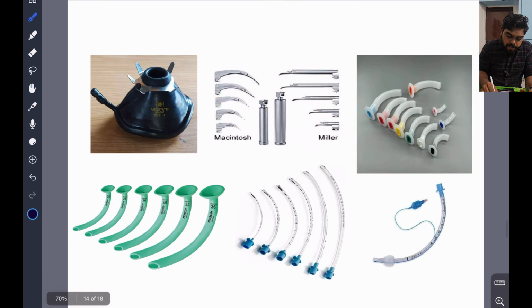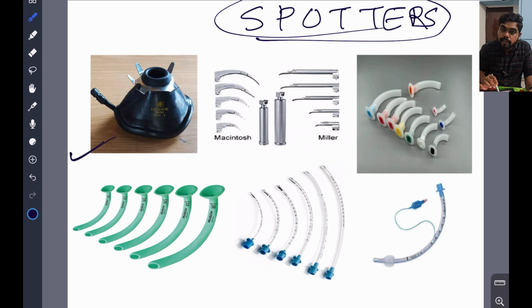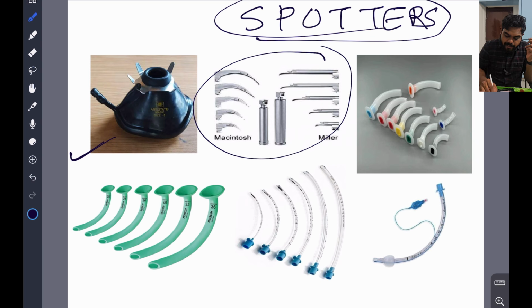Now we are going to see the spotters. These are very simple spotters, but these are the spotters that will give you good marks. Can you tell me what this is? Somebody has done the C and E technique. What is this? Oh, here it is already written. These are McIntosh and Miller. What is this? Laryngoscope.